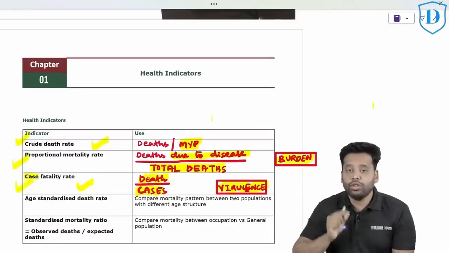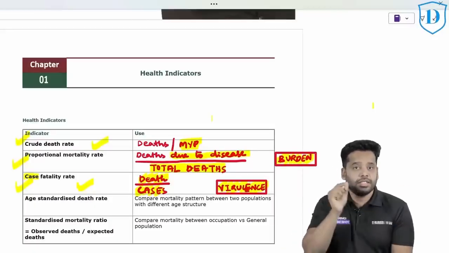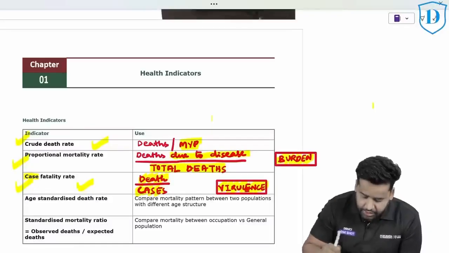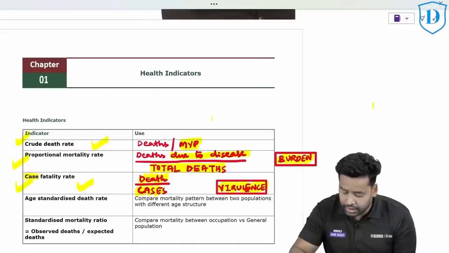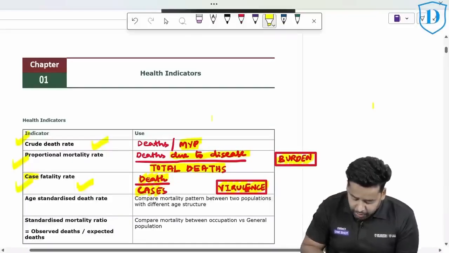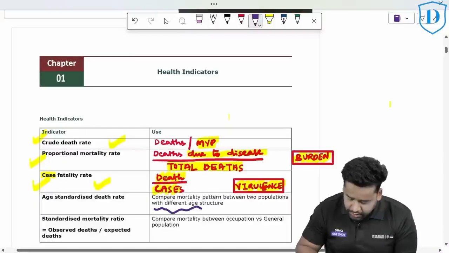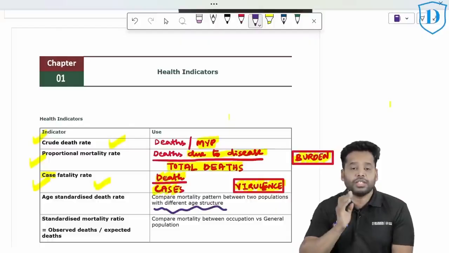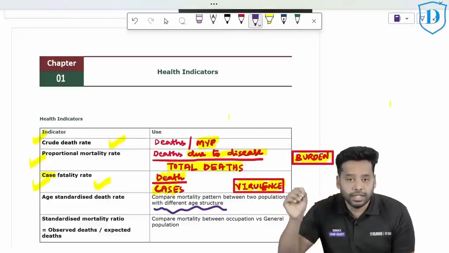If they want to make the paper difficult, they will ask about age standardized death rates. If they ask this, it is to compare mortality between two populations with different age structure. Highlight this: mortality between two populations with different age structure. Your answer should be age standardized death rate.